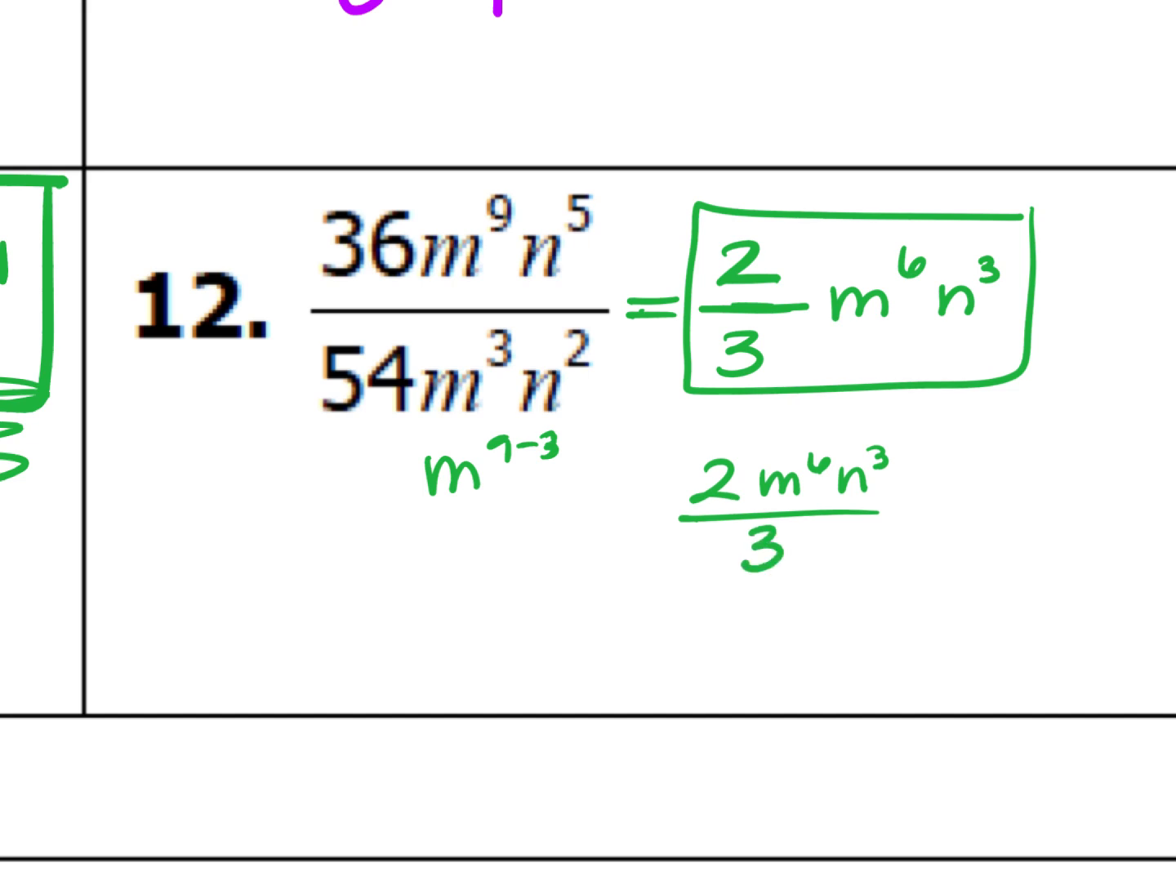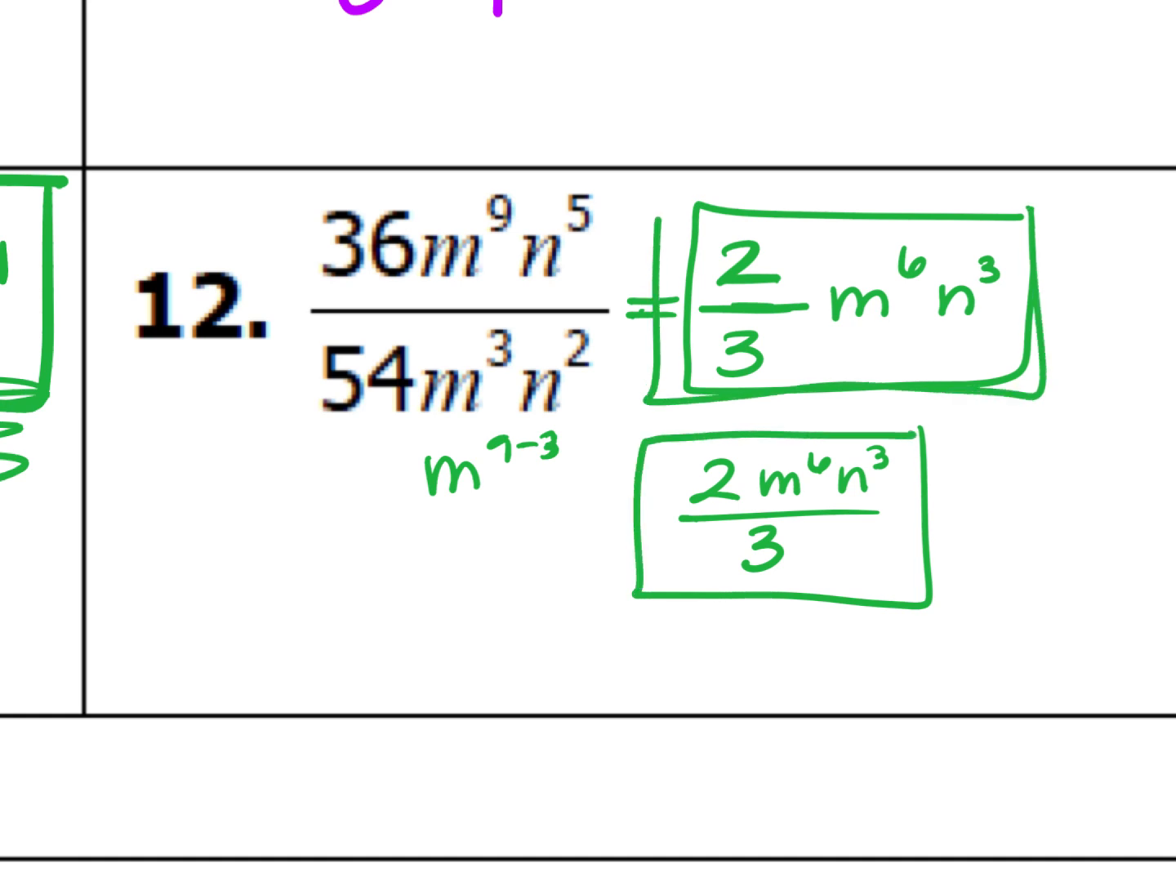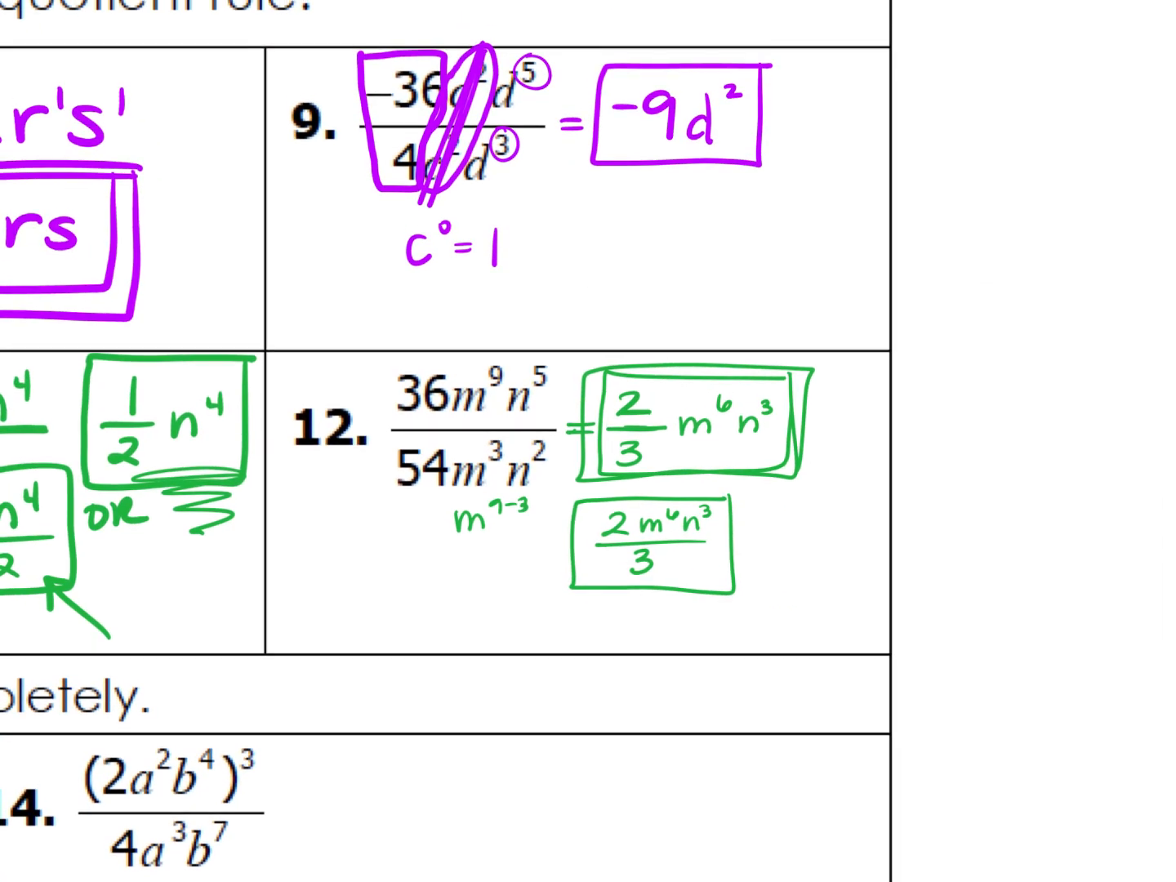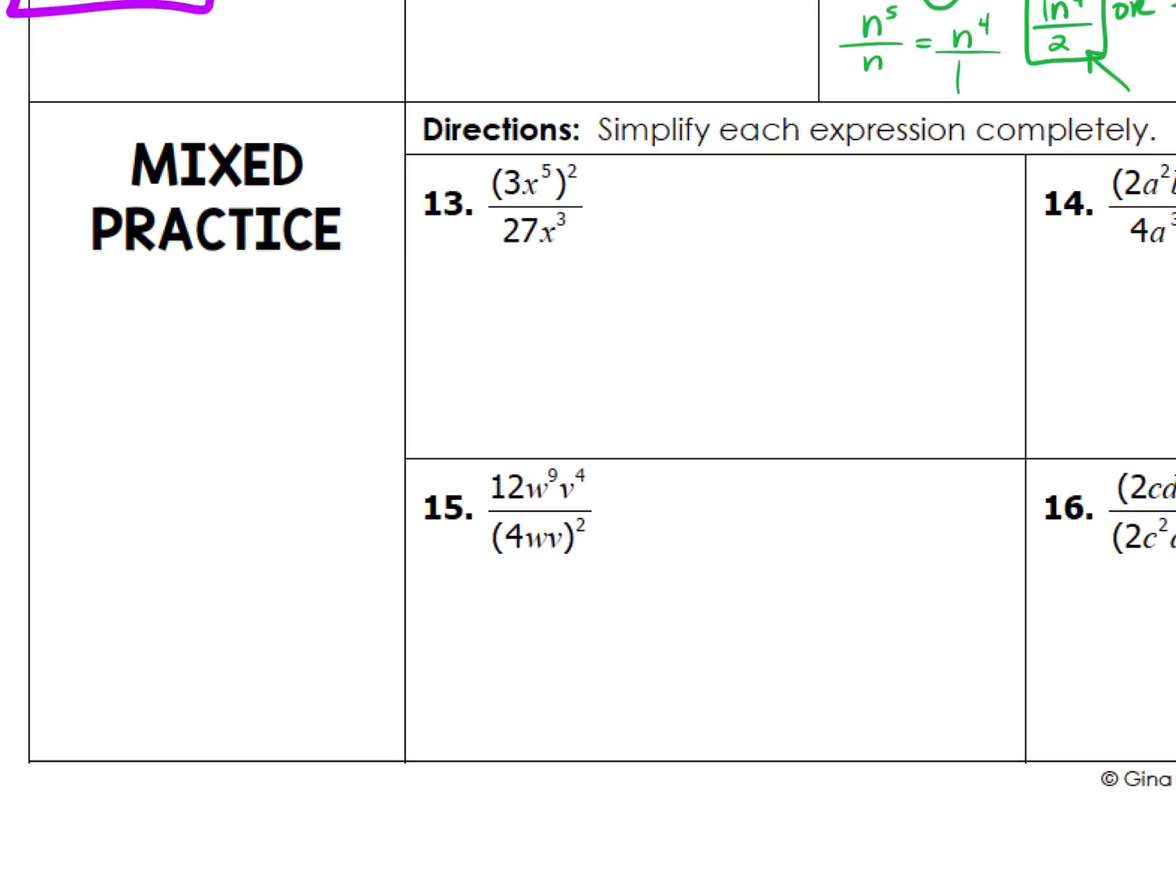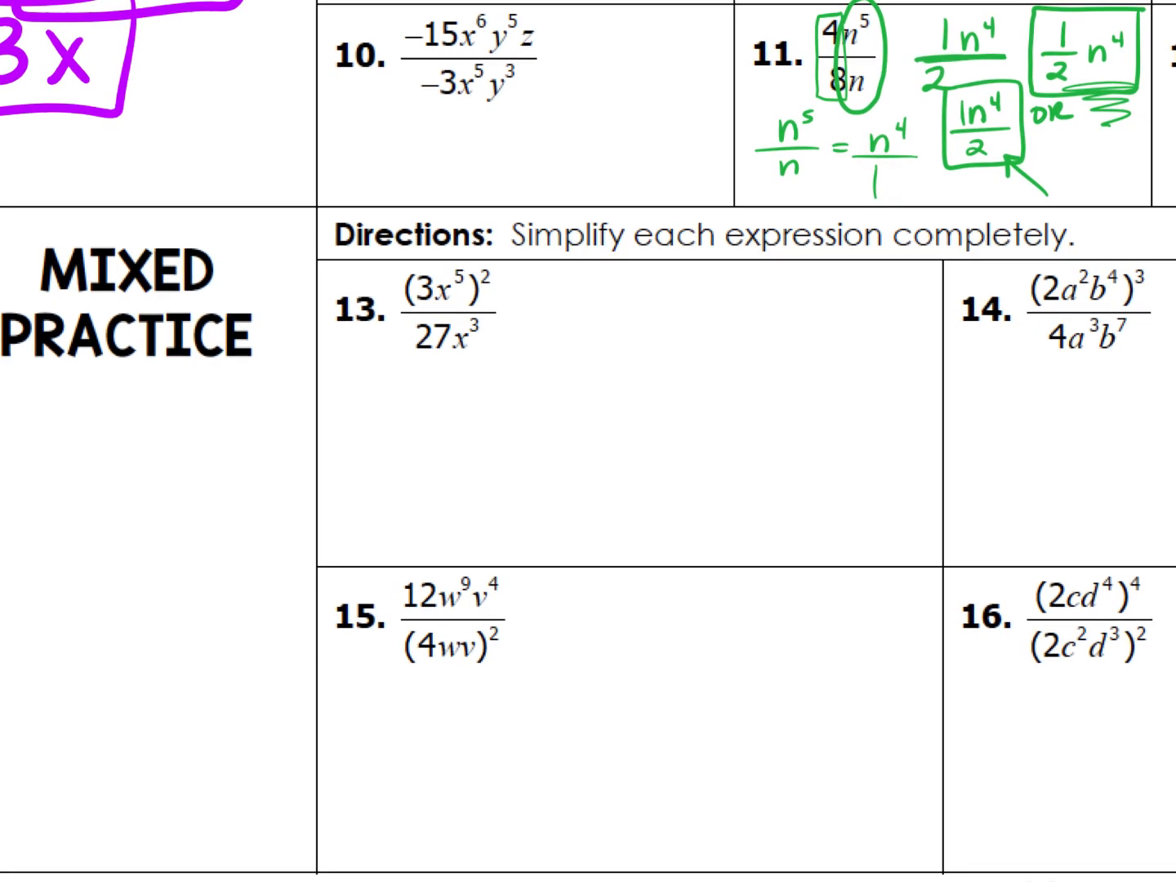And then your denominator would be 3. Okay, so you may write it like this, or you may write it like that. They're both good answers. Questions on that? Okay, then they get a little bit fancier. Take a look at 13.